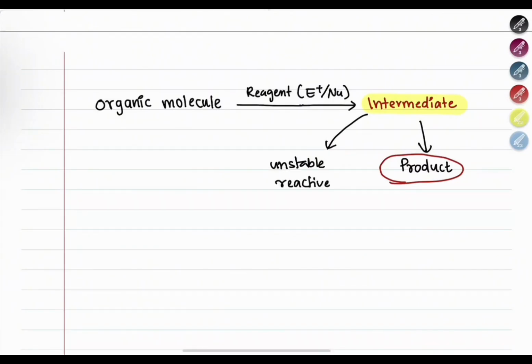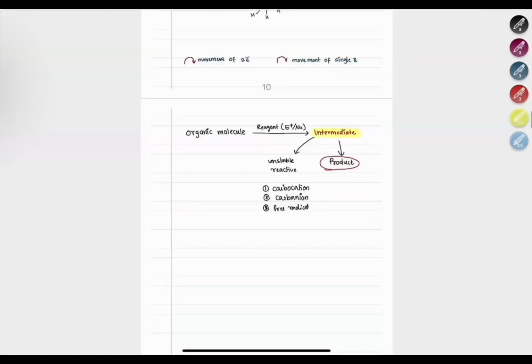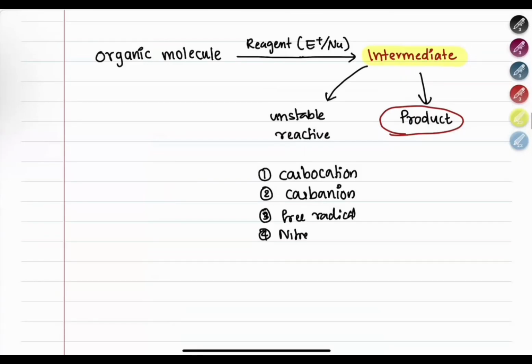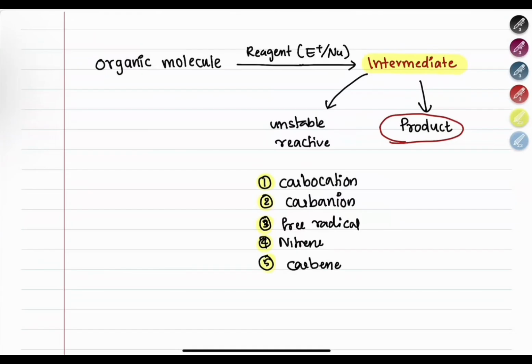In organic chemistry, mainly there are 5 different types of intermediates. The first one is carbocation, the second is carbanion, the third one is free radical, the fourth is nitrene, and the fifth one is carbene. These are the 5 different types of intermediates. In this class, we'll briefly discuss these 5 different intermediates.